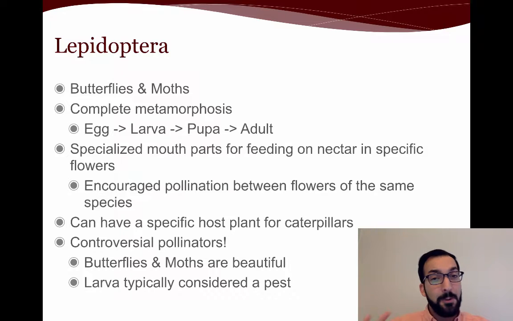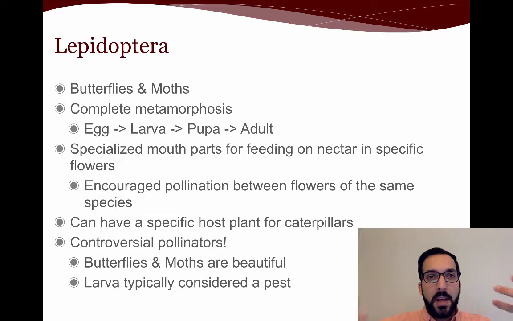And I refer to these as controversial pollinators because as butterflies and moths, oftentimes they are very beautiful. They are considered desirable and organisms we try to encourage. But in their immature stages, they are damaging. They are chewing on our plants, chewing on our vegetable garden. They're what we're often trying to control.